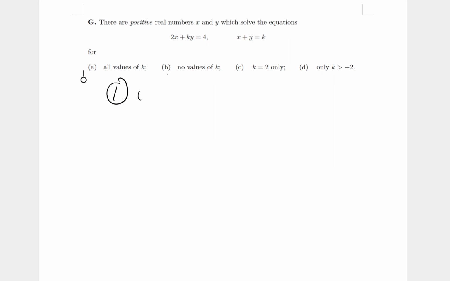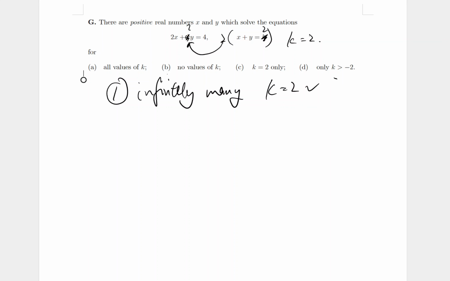First case is infinitely many, right? Okay, let's consider that first. So for this to be infinitely many, then 2 times this, you have to get that. Okay, and by observation, k equals 2 yields that, because x plus y equals 2 is the same as 2x plus 2y equals 4, because you just multiply by 2 throughout the whole equation, right? So k equals 2 is a legit solution, because any positive x and y would work, right? So B is not good, and D is not good. Okay, so k equals 2 is a legit solution.